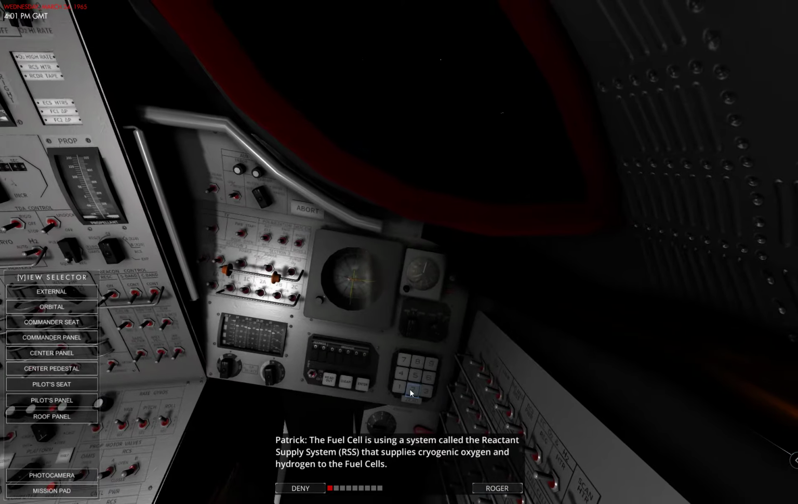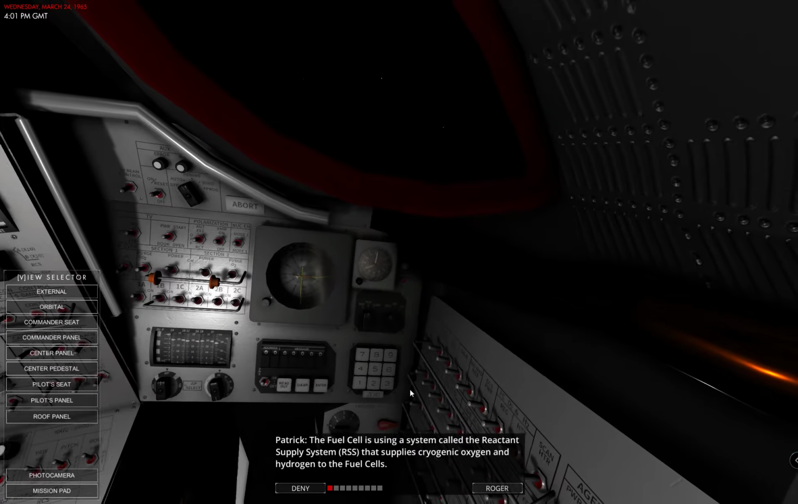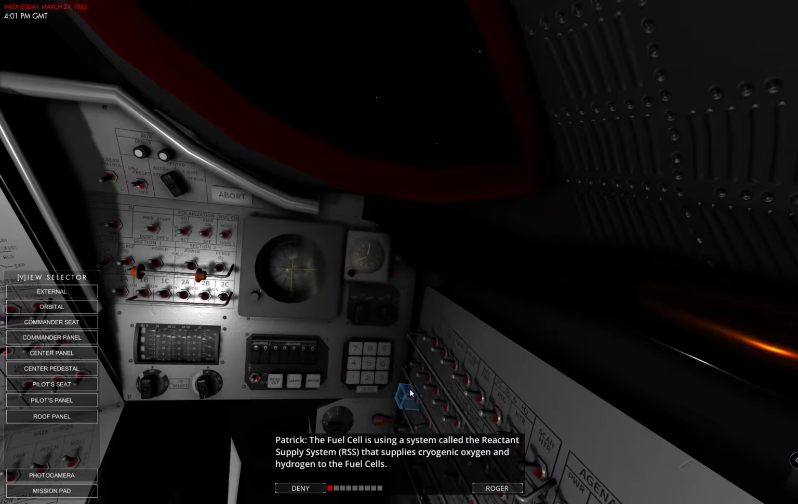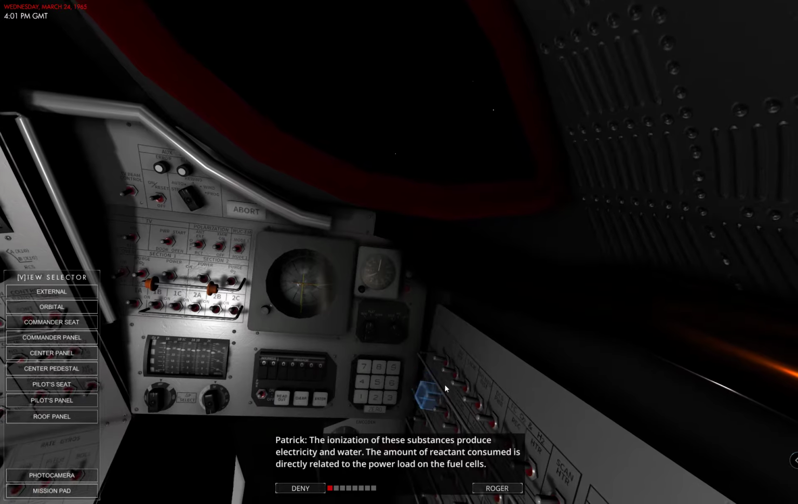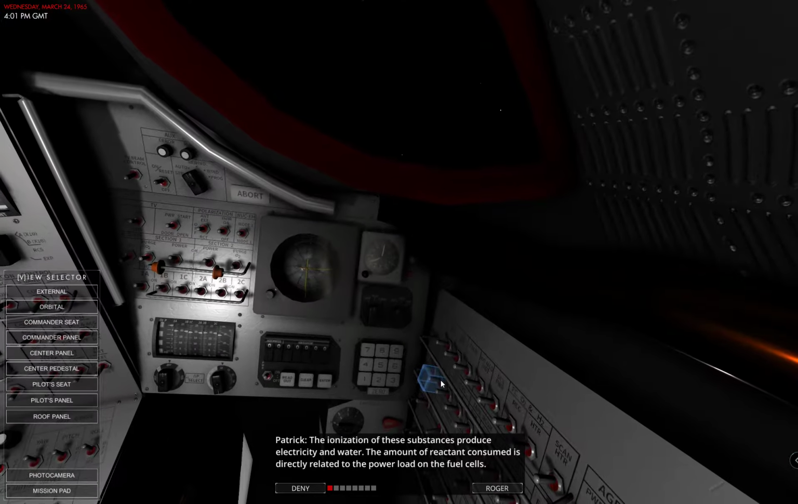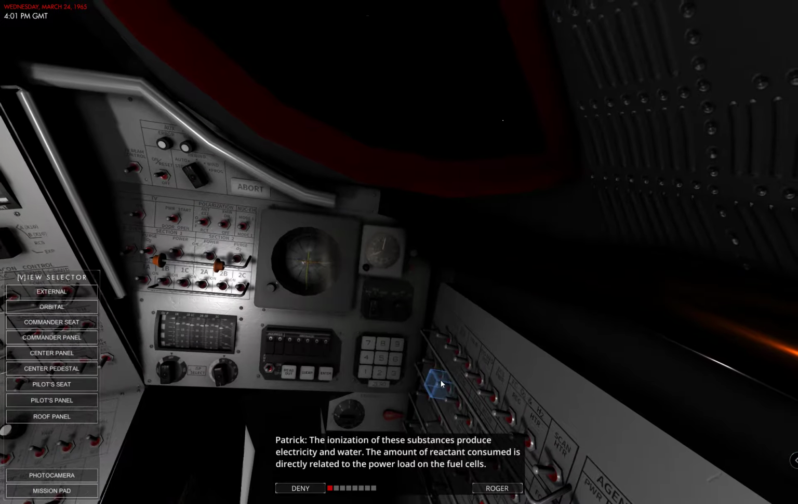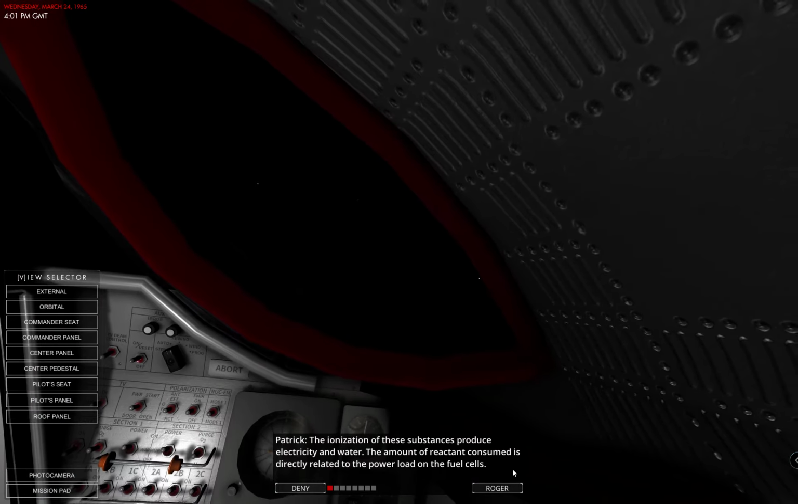The fuel cell is using a system called a reactant supply system that supplies cryogenic oxygen and hydrogen to the fuel cells. The ionization of these substances produces electricity and water. The amount of reactant consumed is directly related to the power load on the fuel cells.